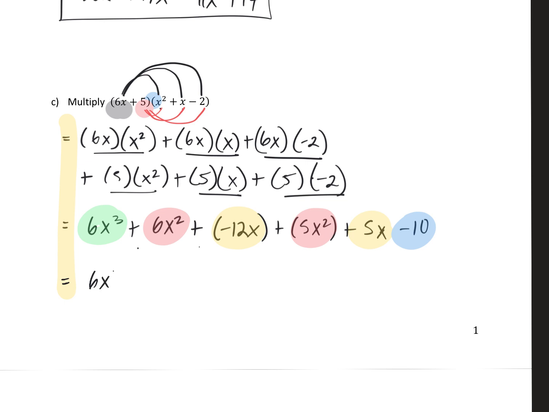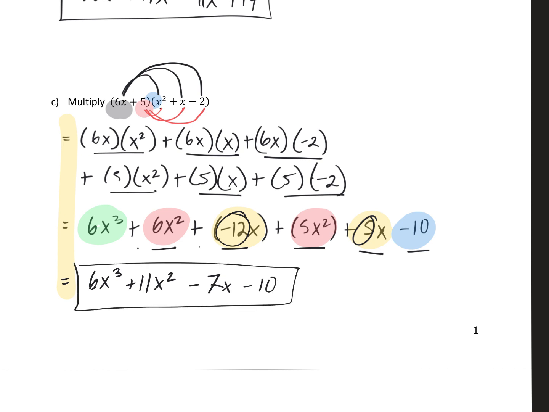So since there's no like term for the 6x cubed, we'll just write that down. Then we'll combine the x squareds. 6 plus 5 is going to be 11x squared. Then we have the x values, -12x plus 5, so that's going to be -7x, because the 12 is bigger than the 5, so the sign wins out. And then let's see, what do we have left? Oh, just the -10. And we are done. Box our answers.